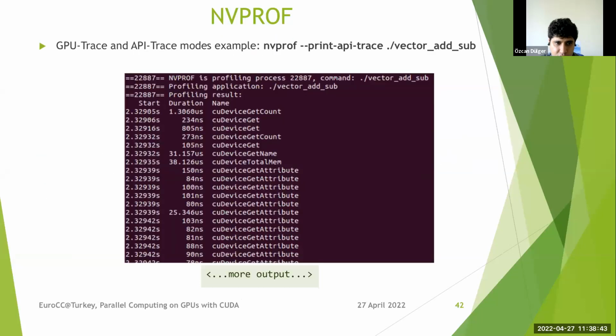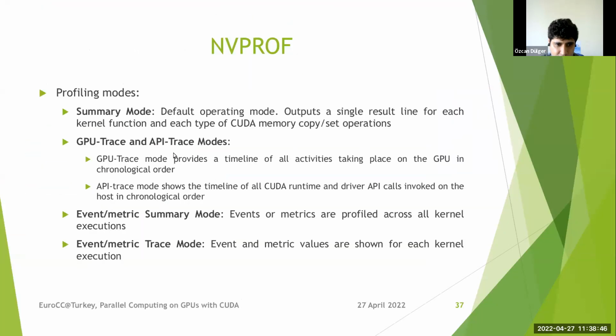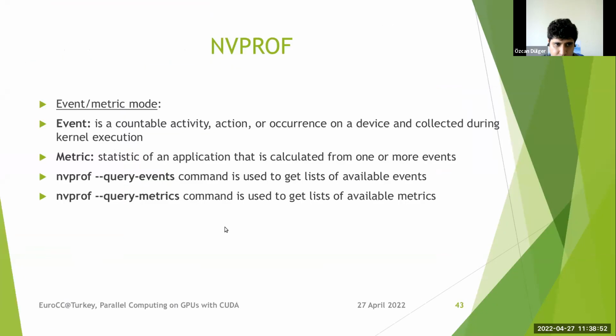And the third mode is event metric summary mode. Sorry, event metric mode. Okay. Let's look at the definition of event and metric. An event is a countable activity, action, or occurrence on a device and collected during kernel execution. So they are collected during the kernel execution.